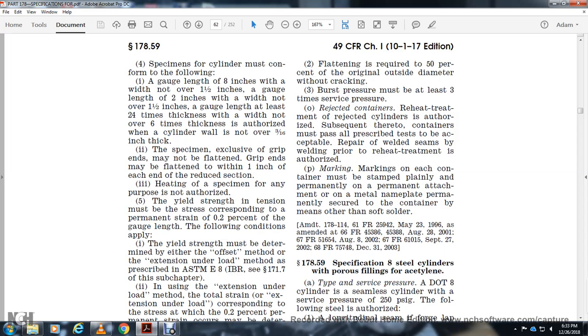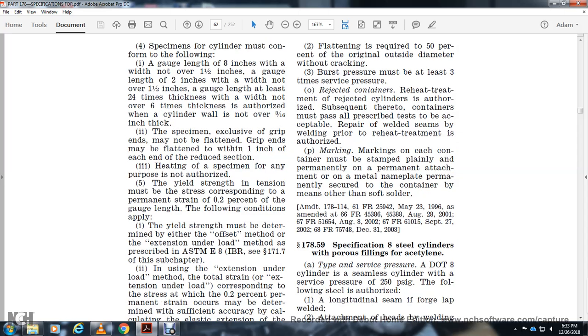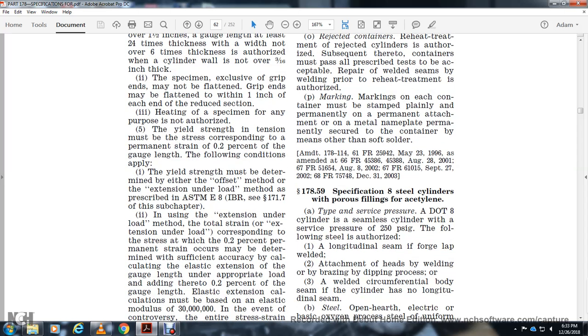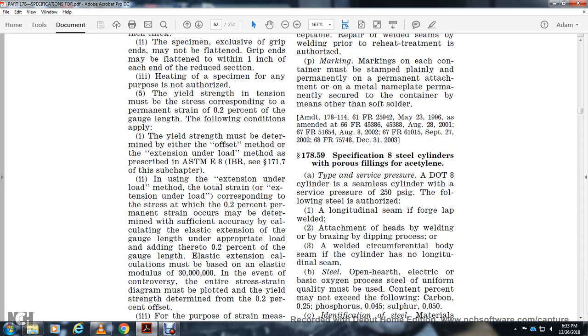178.59 specification of 8 steel cylinders. Porous fitting is a settling type of surface of the 8 cylinder seamless cylinder with service pressure of 250 psi gauge, funnel steel authorized. Longitudinal seam with the forward flap, with the weld attached to the head of the weld, the ends circumferential body with the seam, the cylinder having a longitudinal seam.